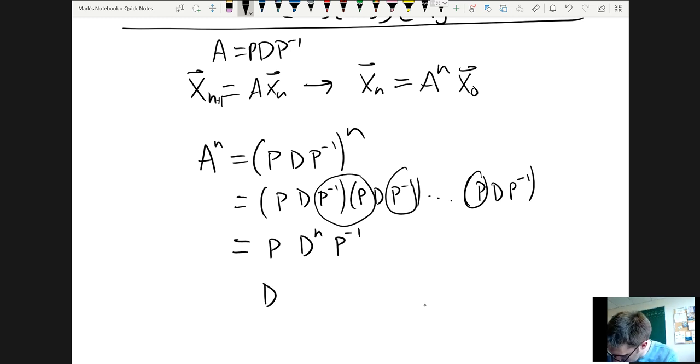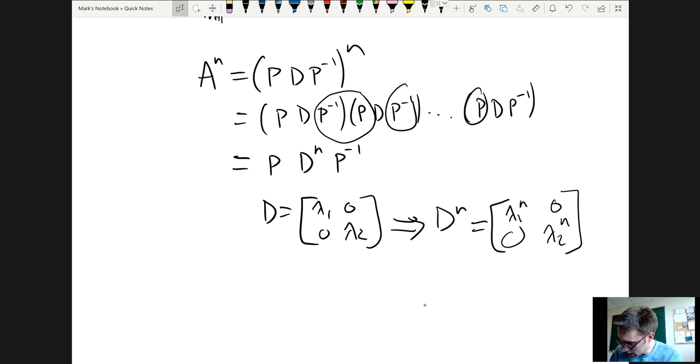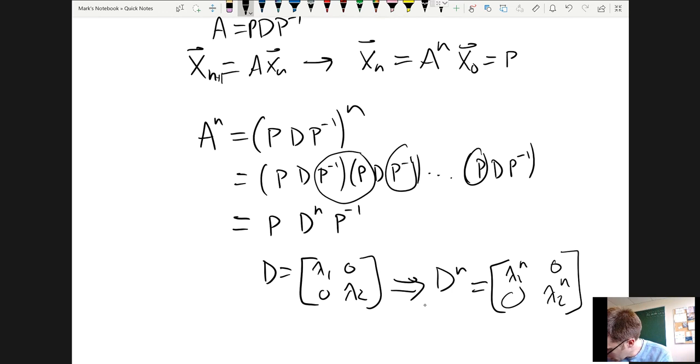And D to the n, if D looks like lambda 1, 0, 0, lambda 2, then D to the n is actually a very easy matrix to compute. You just have to take each eigenvalue to the nth power. Okay? All right. So what that tells us is if we go back up here, this can be written as P times lambda 1 to the n, lambda 2 to the n on down, times P inverse times our initial state. All right, and this is the key point. If we want to know what's going to happen in the long run, it's the eigenvalues that are ultimately going to make the difference here.